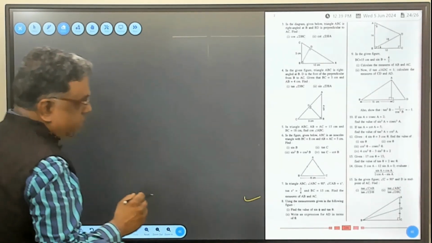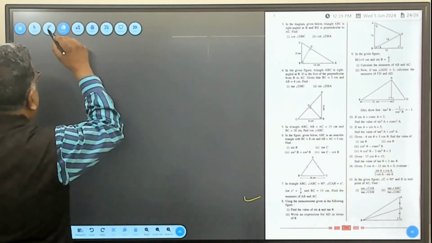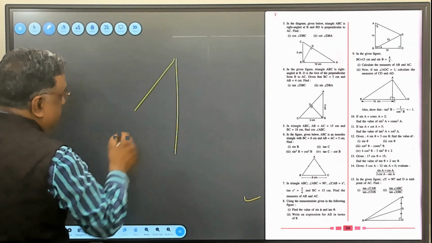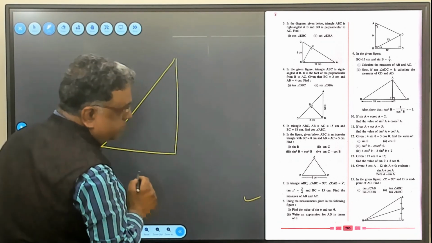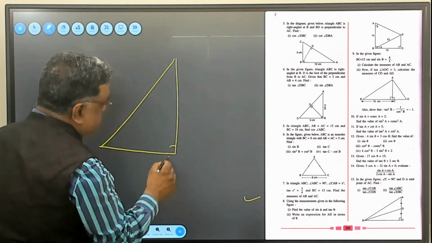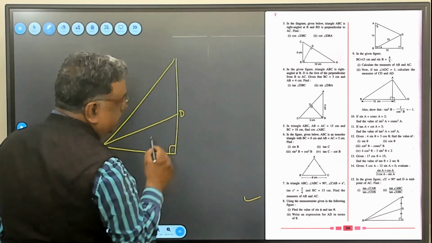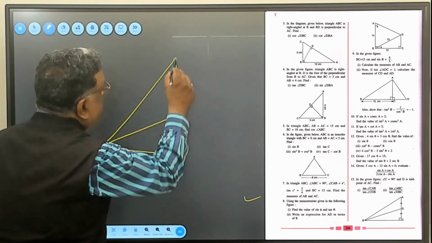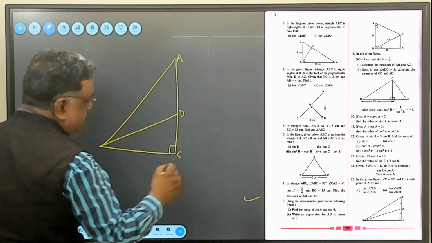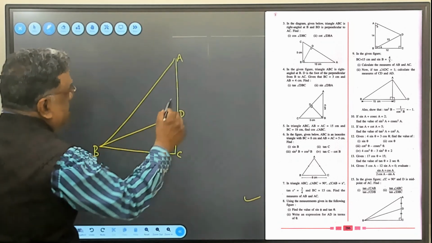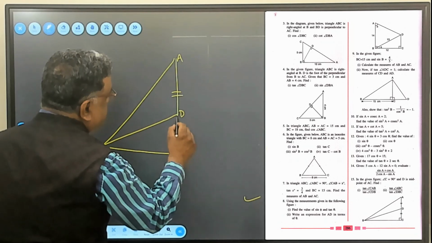So in 15, they have given us a figure. What does that figure say? This is 90. This is D. This is A, and this is C. This is B. This side is equal to this side, as this is the midpoint.